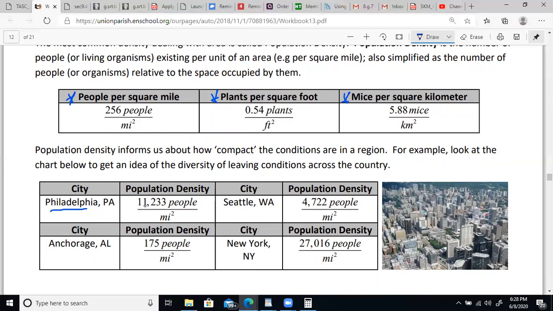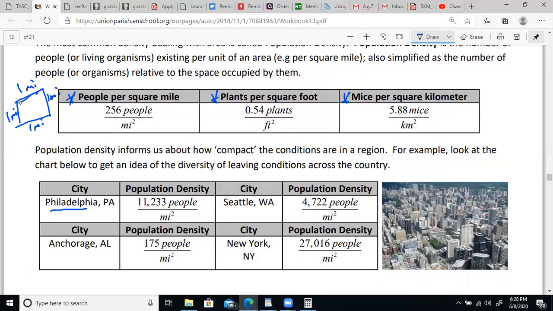They said there's 11,233 people for every square mile. All right. Now, a square mile would be where you'd be going 1 mile in one direction. Like, say I'm looking at a map and there's a square. So this is 1 mile and that's 1 mile. And of course that's 1 mile. So this would be considered a square mile.